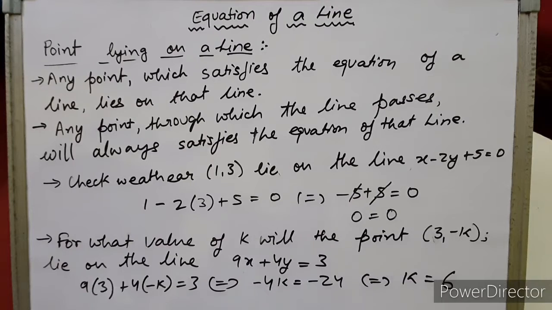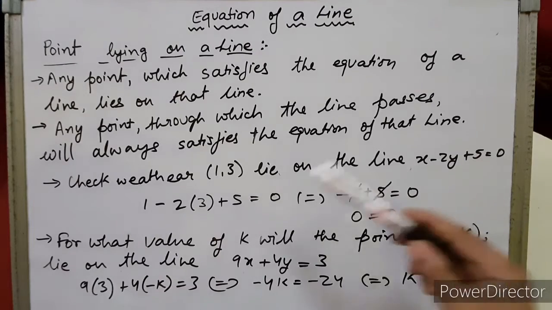So there are a few points we need to study first. First, any point which satisfies the equation of the line lies on that line. Suppose we are going to understand this with the help of an example. The question is: check whether (1, 3) lies on the line x minus 2y plus 5 equals 0 or not. Whether this point is lying on this line or not.